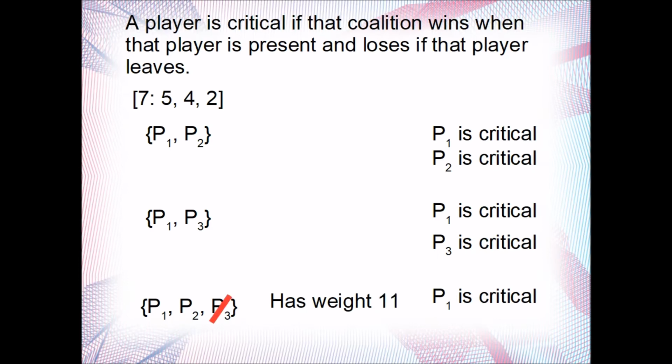And let's remove player 3. Without player 3, my coalition has weight 9. 9 is bigger than 7. That's enough to win, so player 3 is also not critical. So now I have all of my critical players.